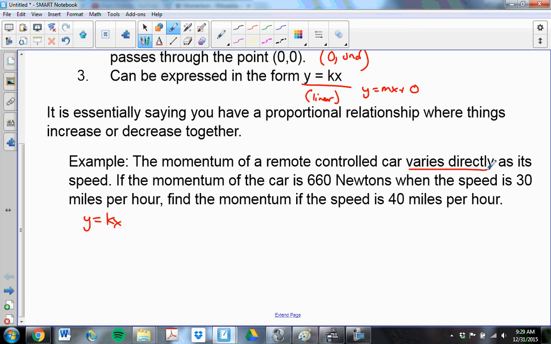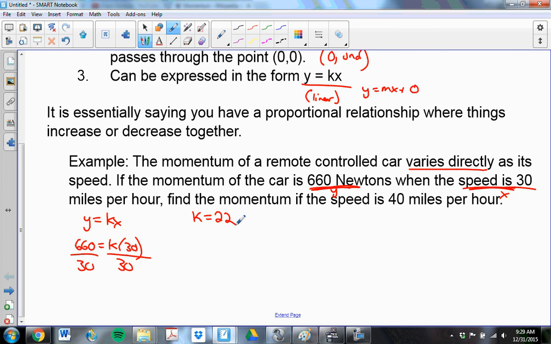So you have to think what's x and what's y. Well, the momentum depends on the speed. So momentum is y, and speed is x. So I'm going to say 660 equals k times 30. And I solve this for k, so I divide both sides by 30. And 660 divided by 30 is 22. So you get that k equals 22.